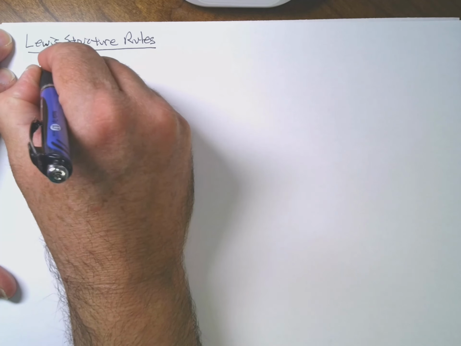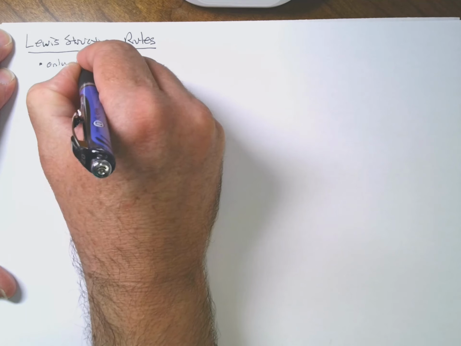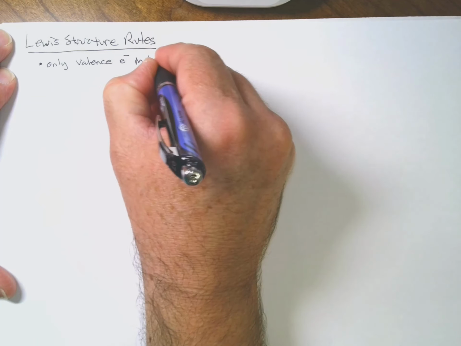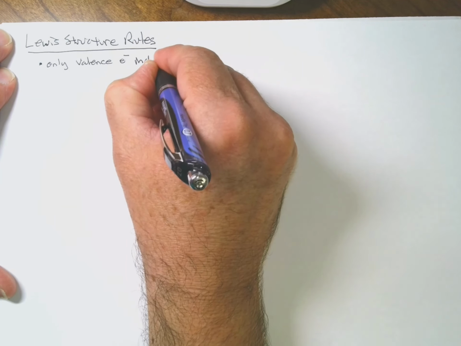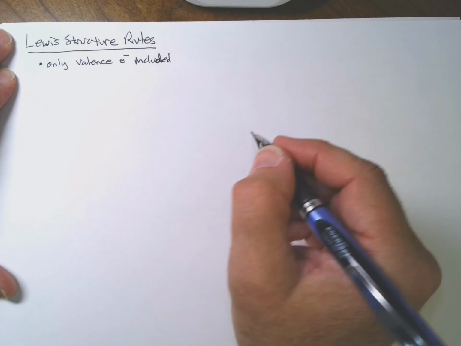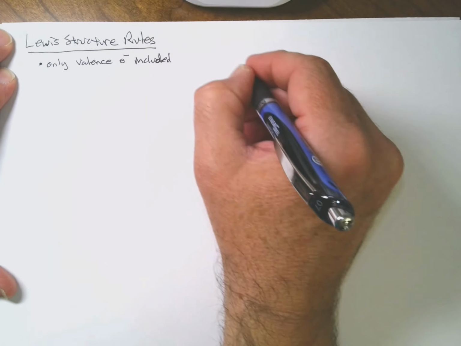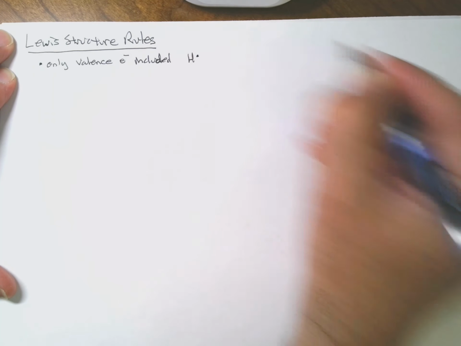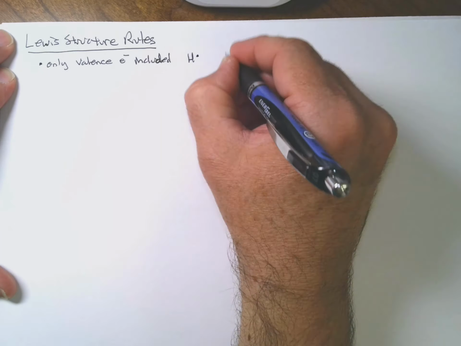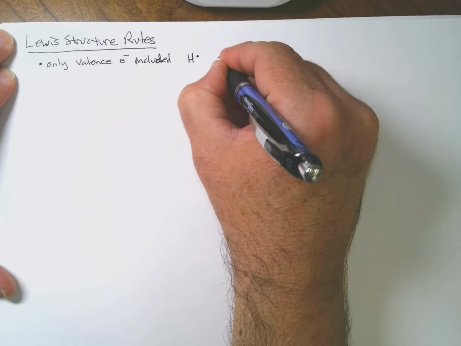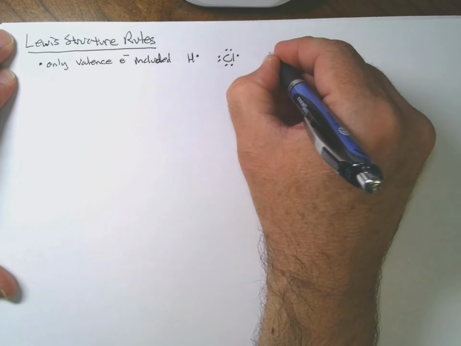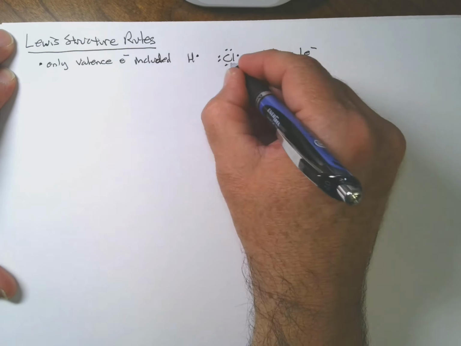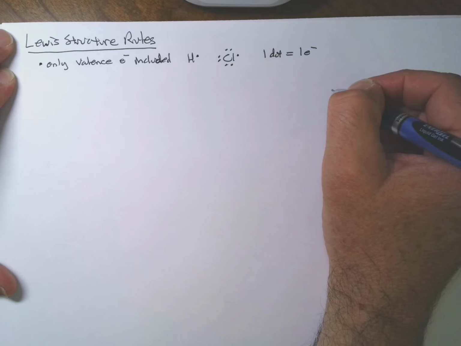Okay, so first of all, some general things. Only valence electrons are included. So, for example, if we had an atom of hydrogen, we would have 1. If we had an atom of chlorine, we'd have 7. And each dot equals 1 electron. So a pair of dots equals a pair of electrons.